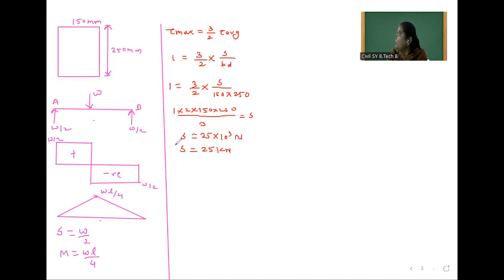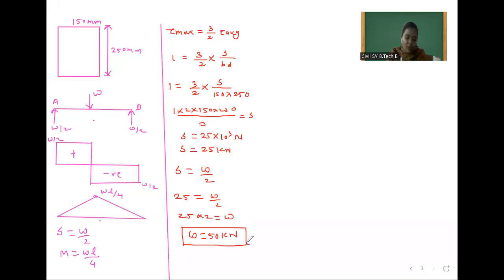So from this you have to calculate the load. The shear force is equal to W by 2 according to the shear force diagram. So S is 25, which is equal to W by 2. So 25 into 2 is equal to W. Here you get the value of load W, which is equal to 50 kilonewton. Then next you have to calculate the span.